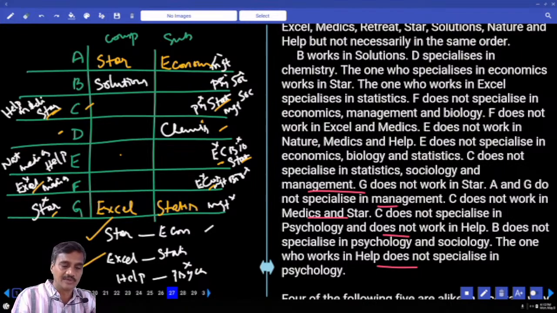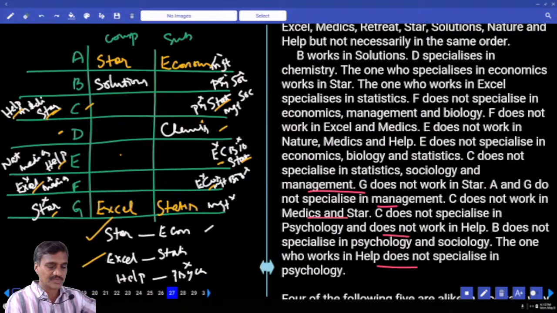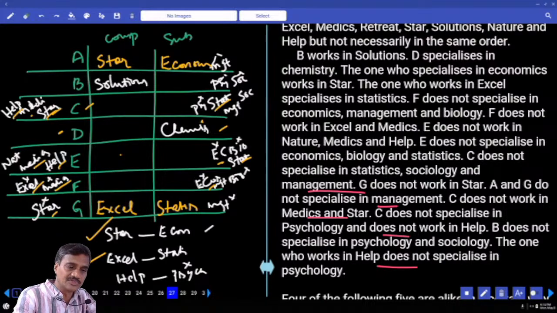Now let us check Health. Health cannot be here, hence Health can be either F or D. There are two different possibilities. Then coming to Medics: Medics cannot be F, cannot be E, cannot be C, and it cannot be G as well. Hence Medics must be D. If Medics is D, then Health cannot be D, hence Health is F.